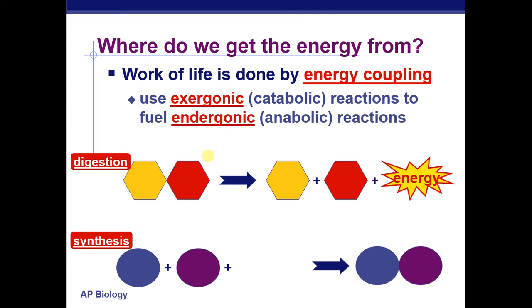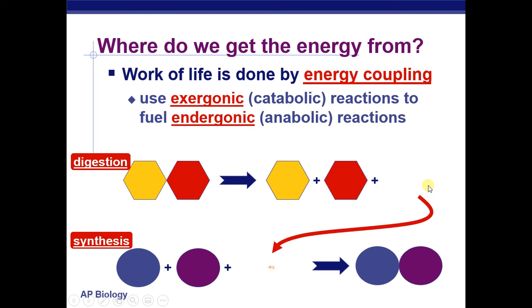So I know we talked about this a few days ago, but this work that we talked about on the last slide, what we need energy for, we get by energy coupling. We use exergonic catabolic reactions like in digestion, where we're splitting molecules apart via hydrolysis and producing energy. We use that energy then in endergonic reactions, to power synthesis reactions, to build new complex molecules that our body needs.